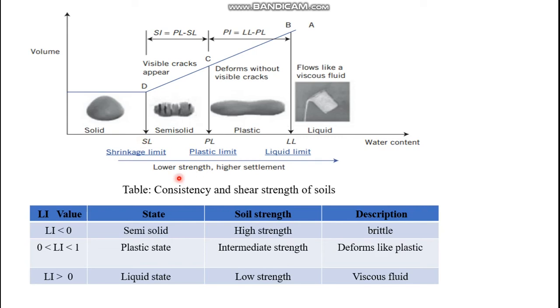So what this tells us is that fine-grained soils can occur in different states when they are exposed to different moisture contents. And with an increase in water content, the soil will have lower shear strength and hence higher settlement, since settlement is related to consolidation and consolidation is related to volume change of a soil.